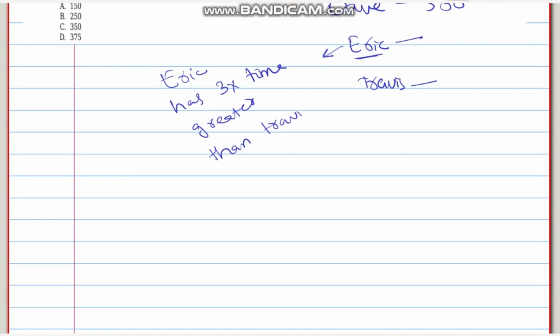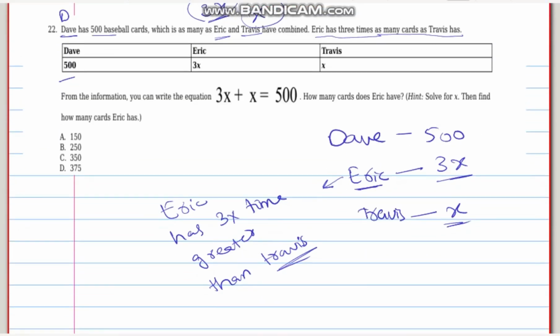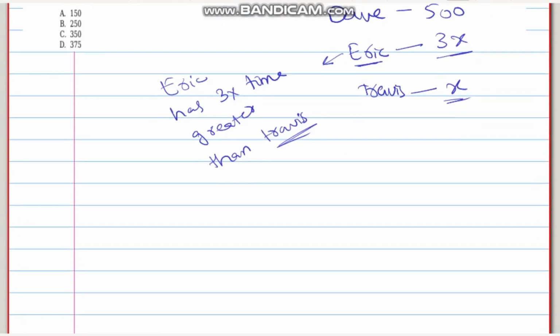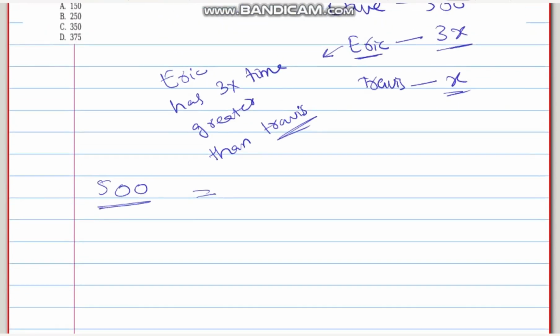So basically, let Travis have x balls. Then obviously Eric has three times greater than Travis, so Eric will have 3x. Let's suppose Travis has x balls, cards or whatever. Then Eric will have three times as many. So from the information we can write the equation. It's a very easy thing, because the total is 500, and this will be equal to Eric's plus Travis's combined balls.